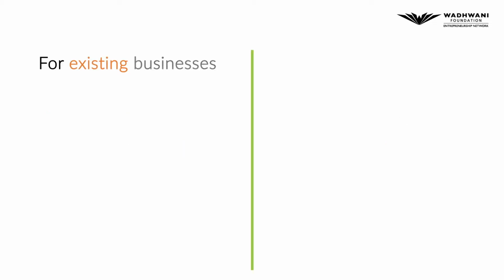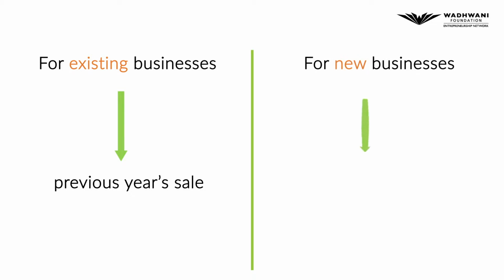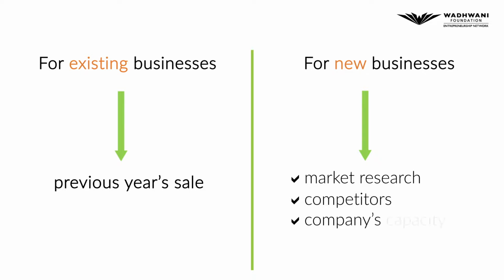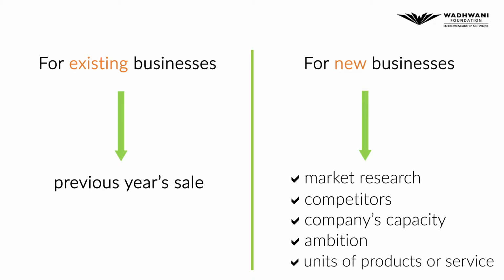For existing businesses, forecasting is usually based on the previous year's sales. For new businesses, forecasting is based on market research, your competitors, your company capacity, and your ambition. Your company's ability to spend, how many units of product or service it can afford to produce in a year, can also affect your sales forecast. Also, there are time-tested strategies that can help you forecast your sales accurately. We'll look at each of these in detail.